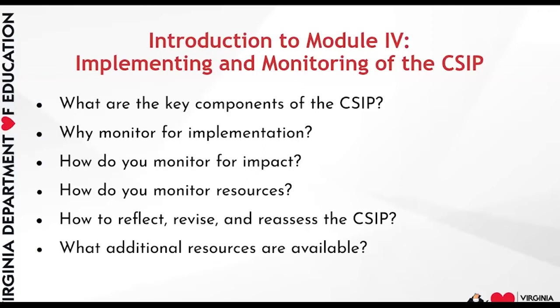How do we monitor our resources? Are our resources being used in a way that is in line with our comprehensive school improvement plan? Then, most importantly, I would say, how to reflect, revise, and reassess our comprehensive school improvement plan. We always want to be looking at, taking that step back, trying to figure out how we can improve on that improvement plan. Said improve twice in that sentence, that's okay.